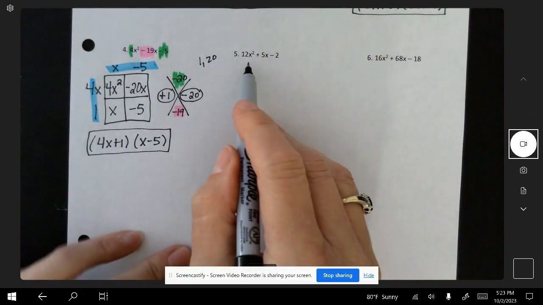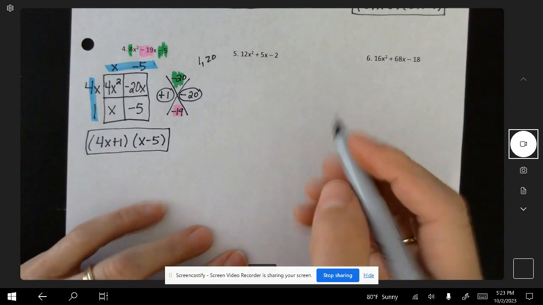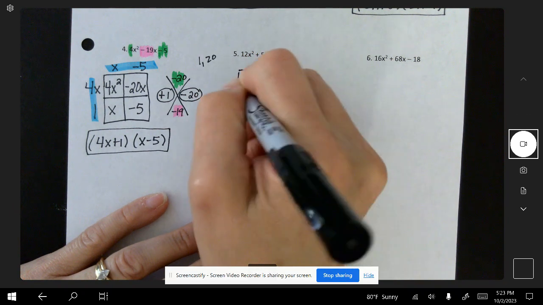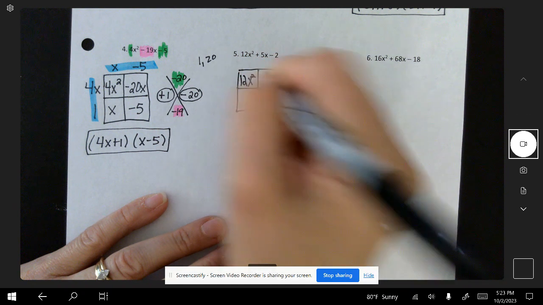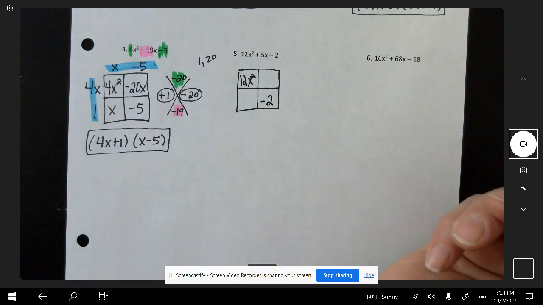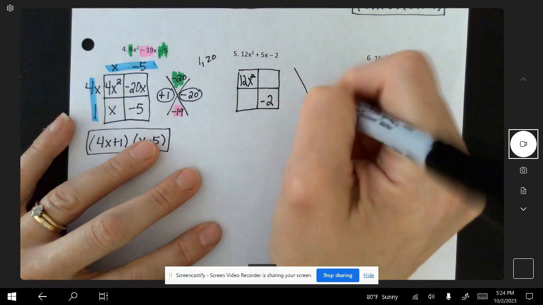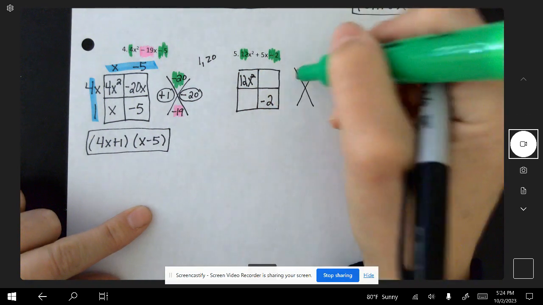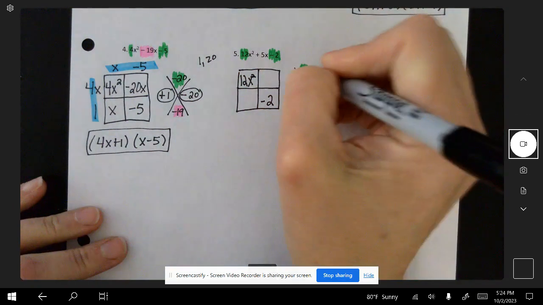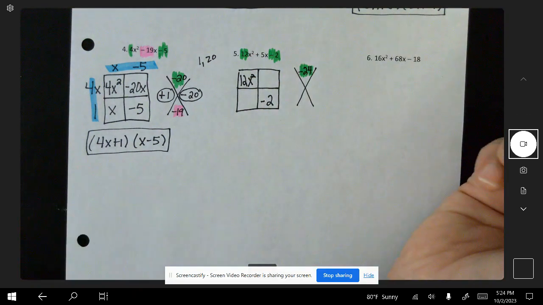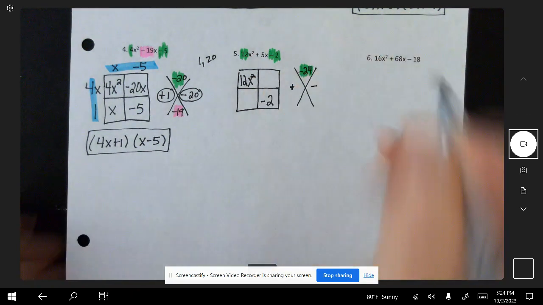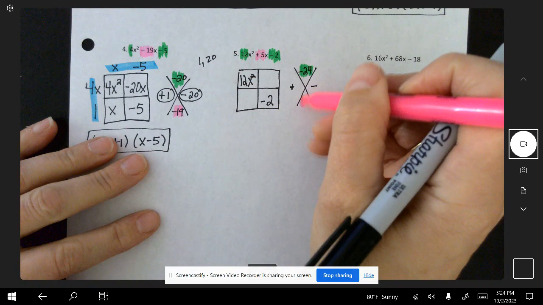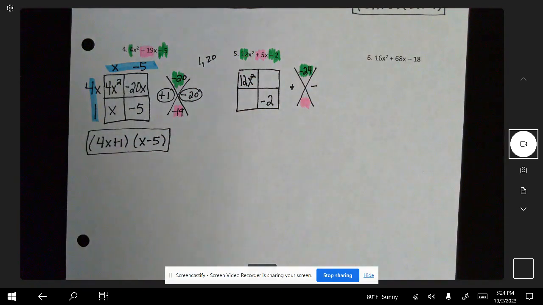Okay, let's look at number 5 here. 12, 5, and -2 have nothing in common. So we're going to go to our box. 12x squared, -2. Those are our bookends. Okay, we're multiplying -2 times +12, which will give us a -24. If it needs to multiply to get a negative, that means one's positive and one's negative. And then we're adding, or in this case, subtracting, because one's positive, one's negative, to get that +5.